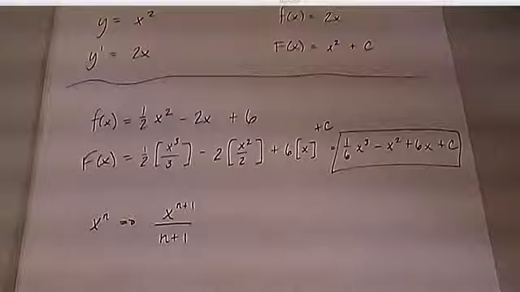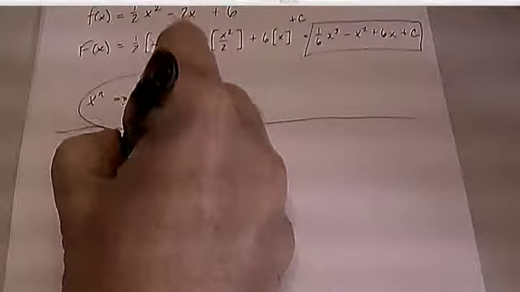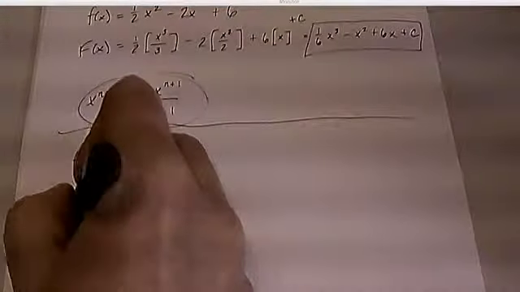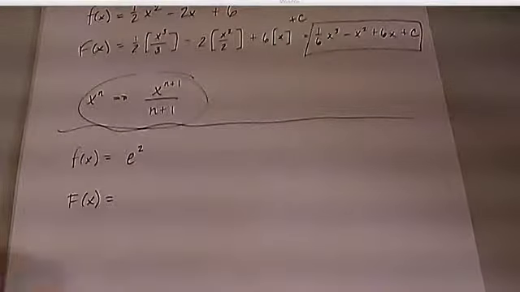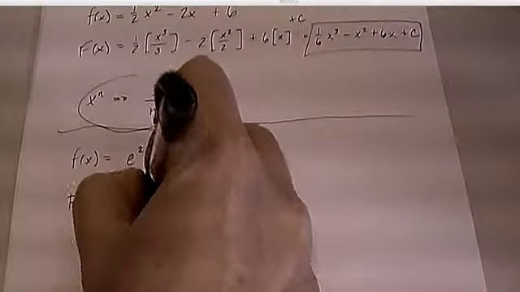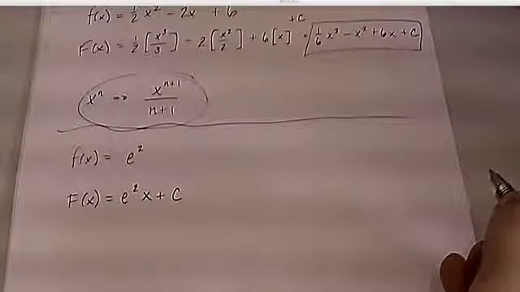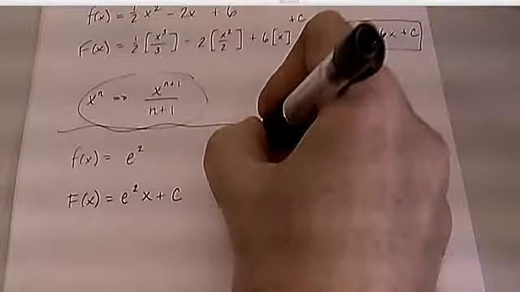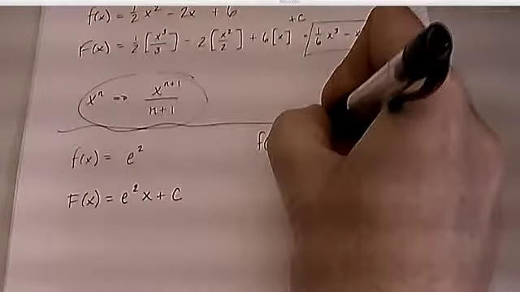Okay, well, let's do a couple more. The ones that are power rule are going to wind up being relatively easy. They're all going to obey that particular rule right there. How about f of x is equal to e squared? Trick question, because e squared is a number. That's just a constant, so it's just e squared x plus c.